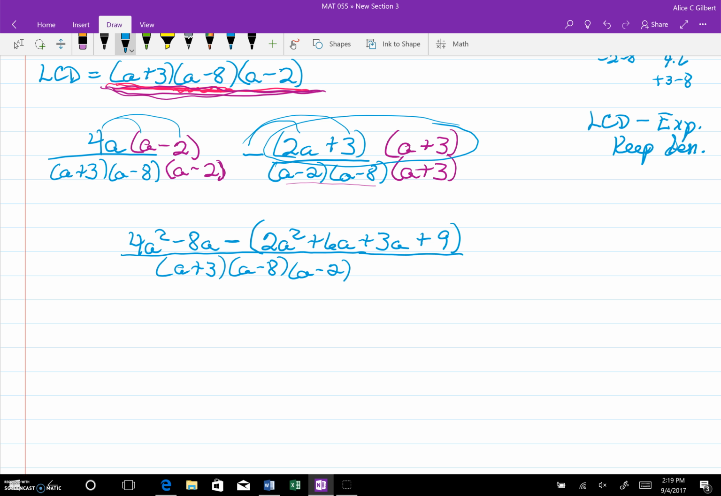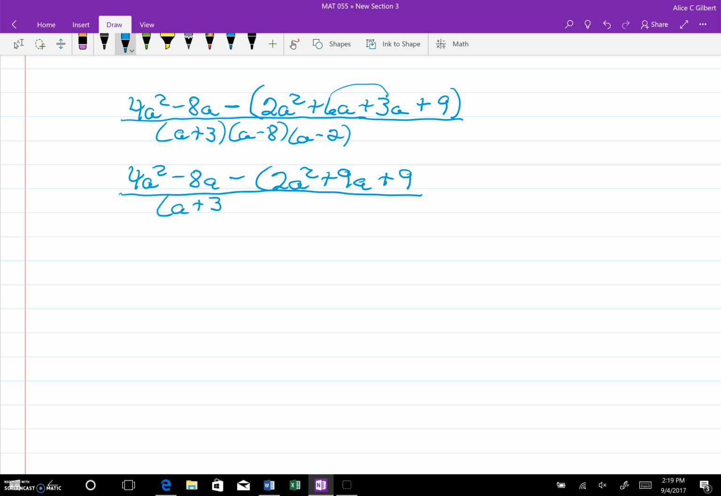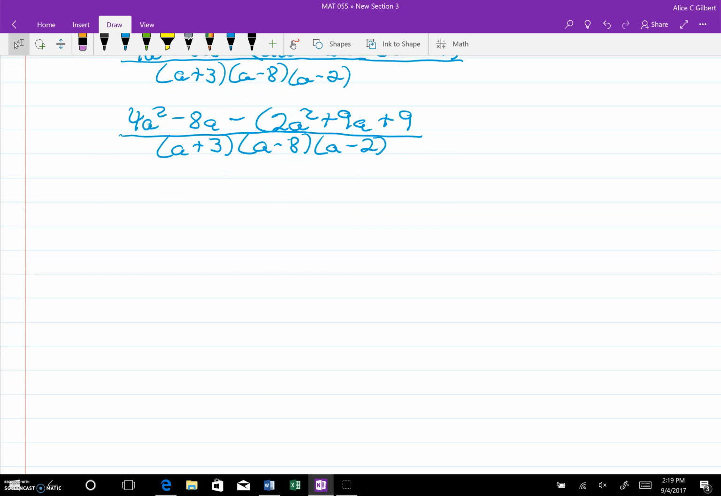Okay, and now the next step I'm going to do is go ahead and combine my like terms here, the 6a and the 3a. So I'm just going to leave everything else exactly like it is for now. So 2a squared plus 9a plus 9 over my denominator. And you notice, hopefully, that between steps I'm skipping one line. If we don't do that, it makes it almost impossible to tell where one step ended and the next one begins. So please be sure to skip one line between steps.